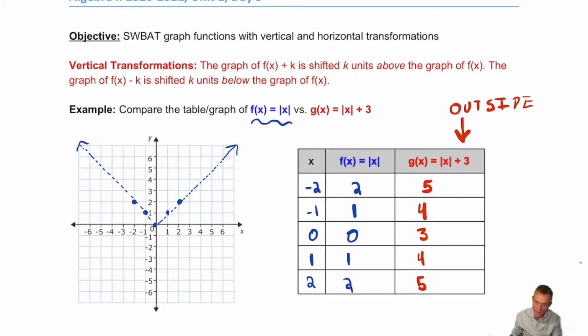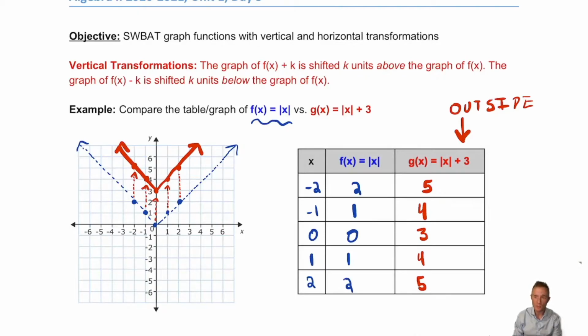So we get this same shape. We get this down and then up absolute value shape. Everything's just shifted. Instead of -2, 2, we're shifted up 3 spaces, -2, 5. Up 3 spaces to 1, 4. Up 3 spaces to 0, 3. So everything looks exactly the same. It's this exact same V shape. It has just been transformed vertically up 3 spaces. So it has been shifted up 3 spaces.